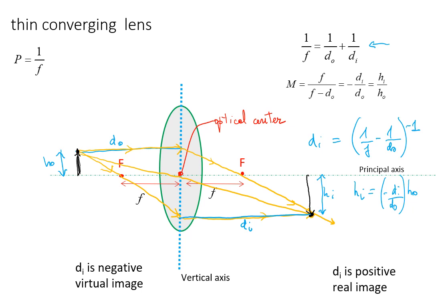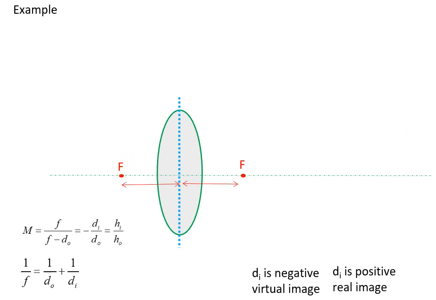Now, we can say that if di is positive, then the image of the object is real. If di is negative, the image of the object is virtual. Let us now consider an example. Here we have the two equations, and we know that if di is negative, it is a virtual image. If di is positive, it is a real image. In this case, we will see an example of a real image, which is the same as what we have seen before, but with some numbers.